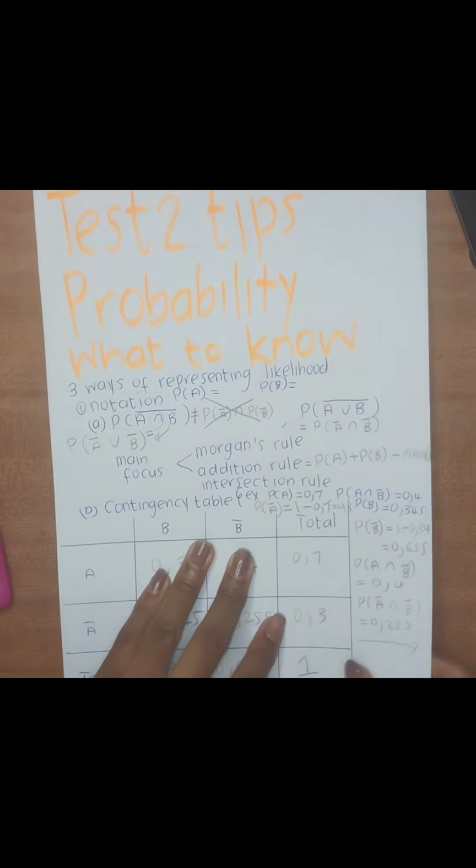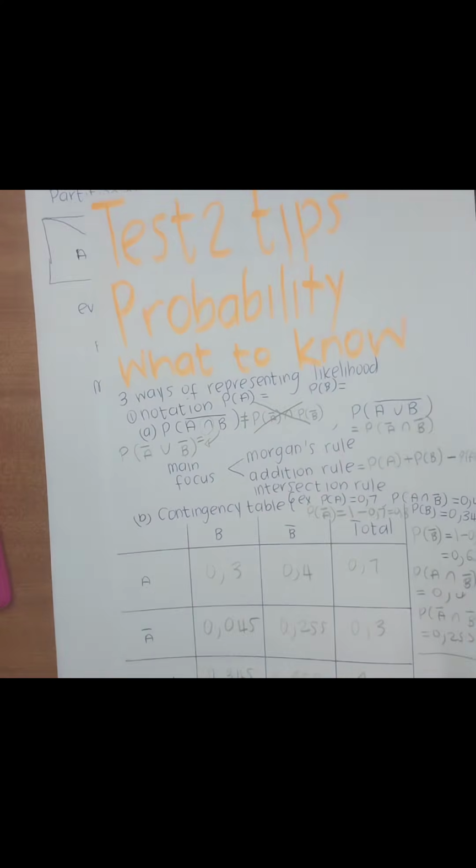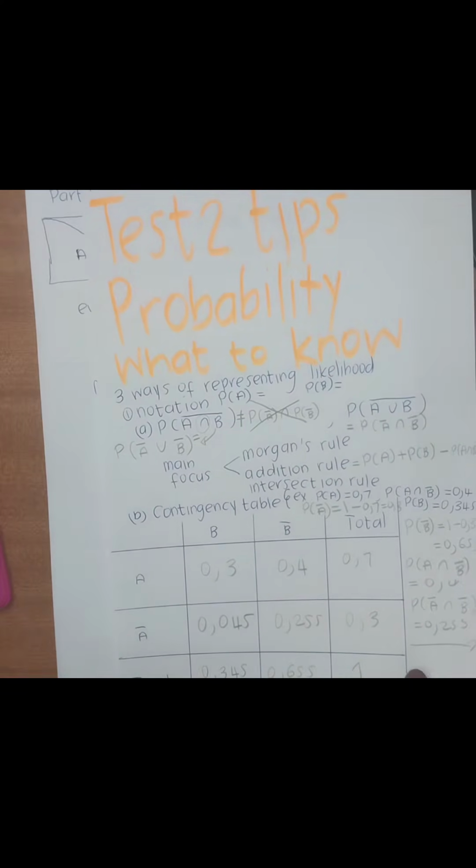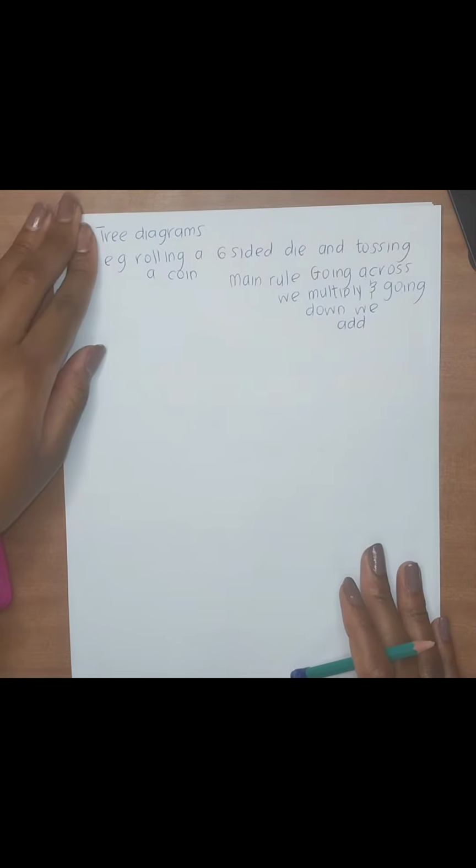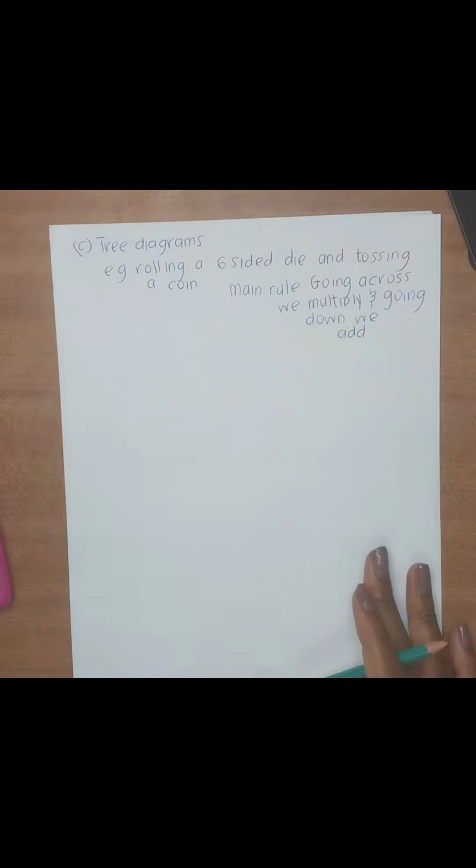Okay, cool. Let's go on to the next thing that I want you guys to understand. Remember, we're still looking at the 3 ways of representing likelihood. We said, first of all, notation. Secondly, contingency table. The next thing is your tree diagrams, right? Representing your information on a tree diagram, right?